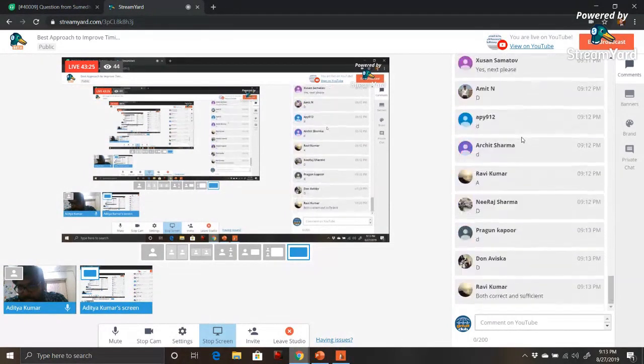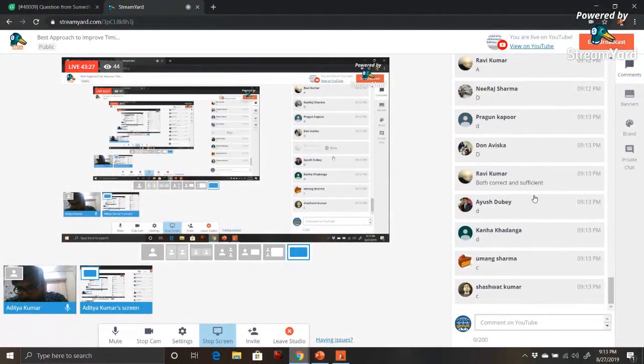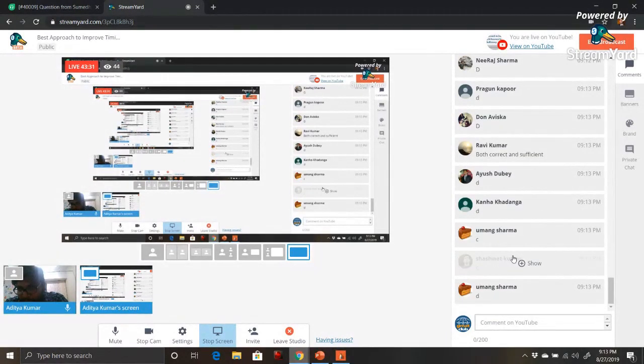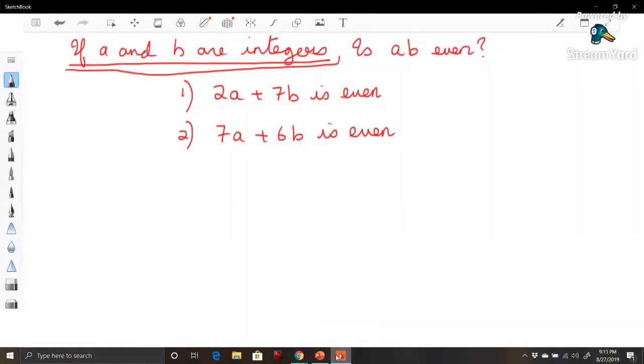Perfect. So I see a good number of answers D. I still see a C and I still see an A. Very easy one to work with. If I see constraints given to me, I'm still directly going to analyze. The question asks me, is ab even? And I've been told that a and b are integers.